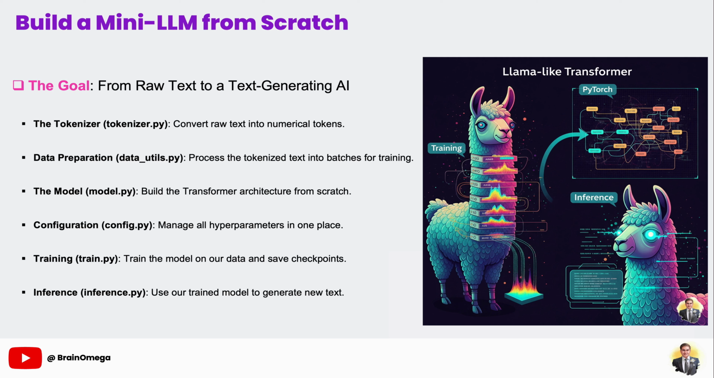After that, we'll set up our configuration file. This is like the settings menu for our project, where we can easily tweak all the important numbers. With everything in place, we'll write our training script. This is where the learning happens. We'll feed the model data and watch it get smarter over time.